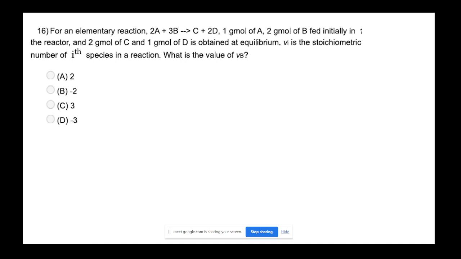Since it just wants to find out the stoichiometric coefficient, it does not have any relation with the gram moles going in or coming out. Stoichiometry is just the coefficient here. Since it is asking for B, the stoichiometric number is 3 for B. Now it has a sign also. Since B is a reactant, it is consumed, so it will be negative. So the answer here is -3.